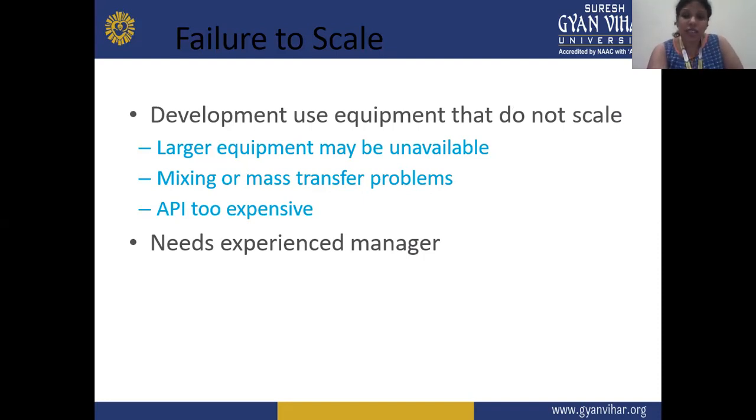Now, need for an experienced manager. If there is an experienced manager, then only you can do a successful technology transfer. It is very essential to have an experienced person to transfer the technology, so that we get a qualitative product. Basically the basic thing is that we want a qualitative product, right?